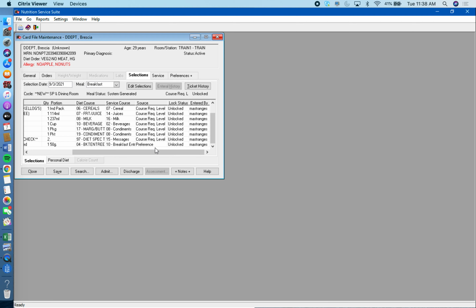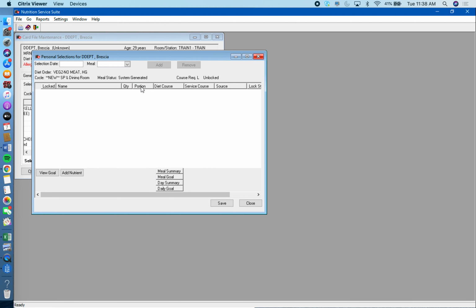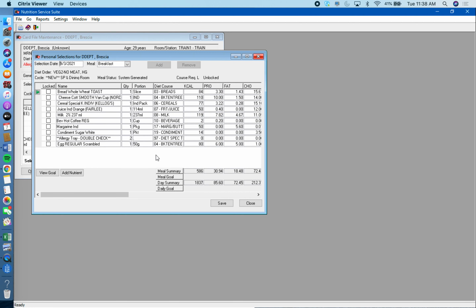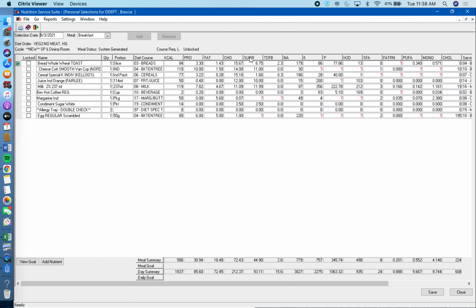Next, what are the calories and protein for this item? So we're going to stay in selections here and press edit selections. And this will show us all of the different nutrition information for this patient on this particular day. So if we want to look at the items, we can see the calories, the protein, all the nutrition information for each separate item, which is important to know, and then also a day summary.